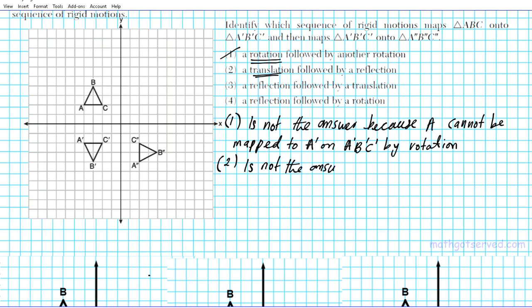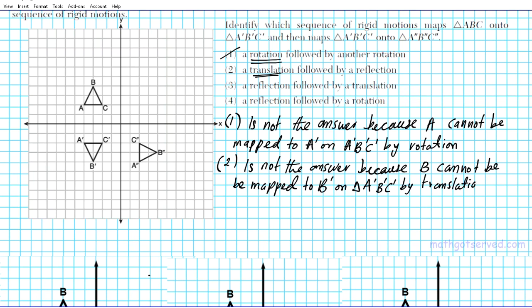Option 2 is not the answer because the vertex or point B cannot be mapped to B prime on triangle A prime, B prime, C prime by translation. It's impossible. So we are eliminating the second one. Now let's take a look at the third one. The third one says a reflection followed by a translation.